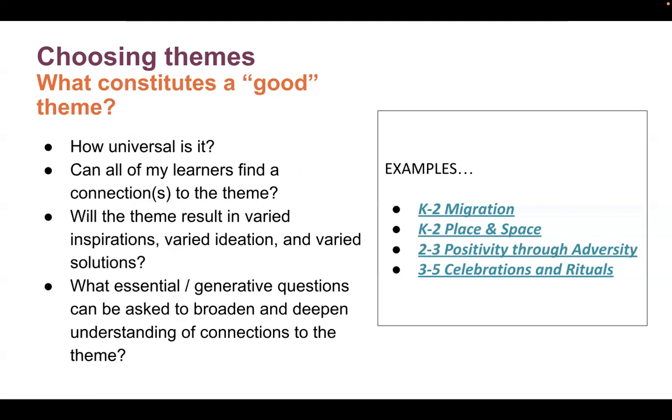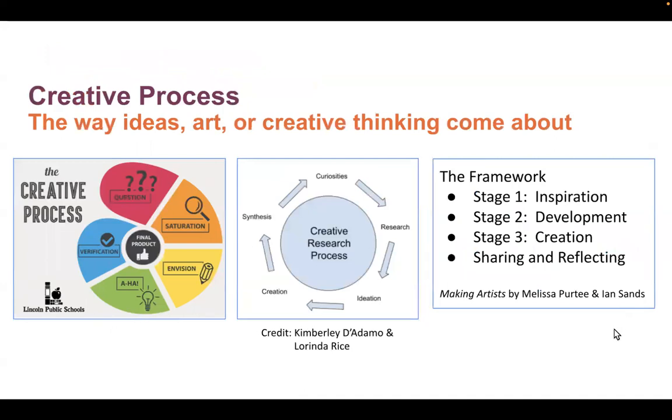So you can see off here to the right, these are examples of our themes from this year. You'll notice they are very universal. They allow people to connect. They have a variety of results. And ultimately, we do have those essential and generative questions that help to broaden and then also deepen the understanding. Making kids think about these themes is a critical component of curiosities.